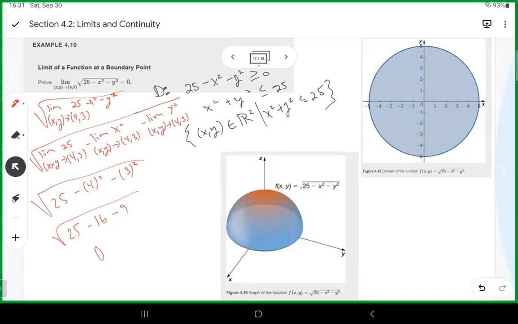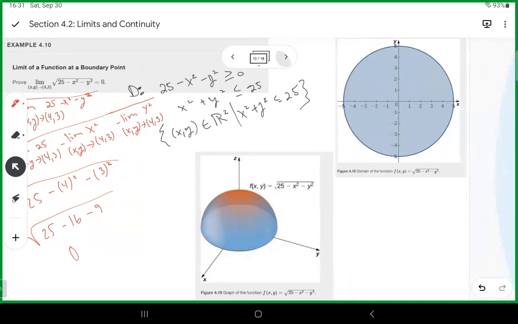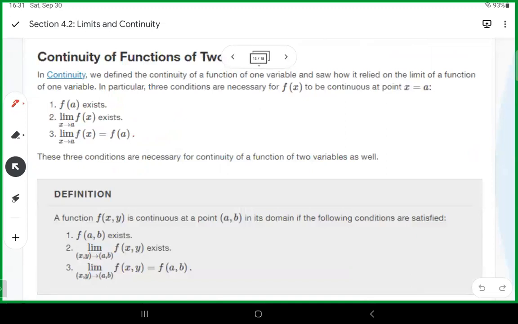All right. We are rolling. The continuity of functions of 2 variables. In continuity, we defined the continuity of a function of 1 variable and saw how it relied on the limit of a function of 1 variable. In particular, 3 conditions are necessary for f of x to be continuous at a point x equal to a. First, the function of a has to exist. Second, the limit of f of x going to a has to exist.